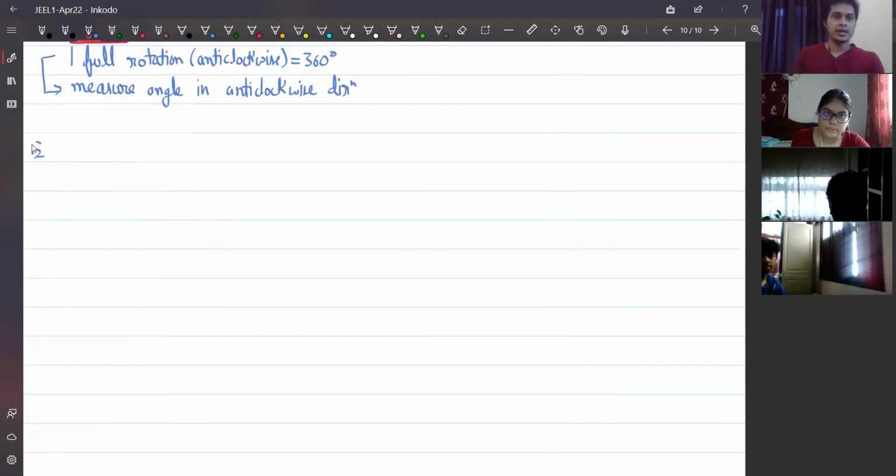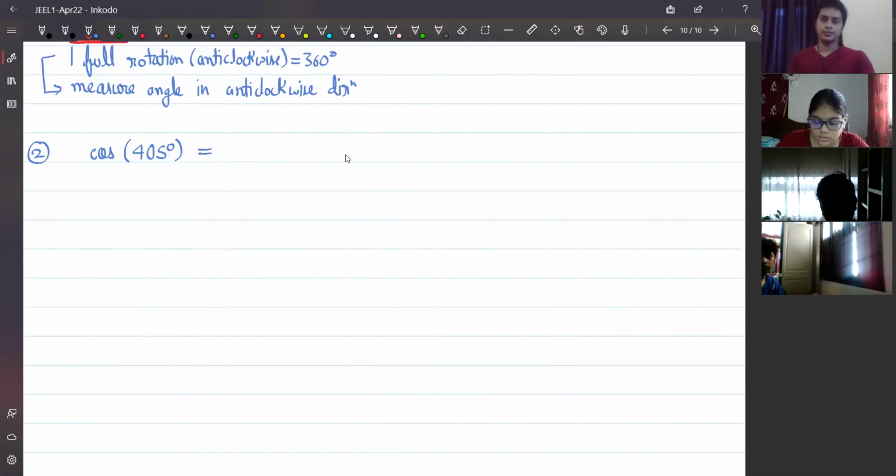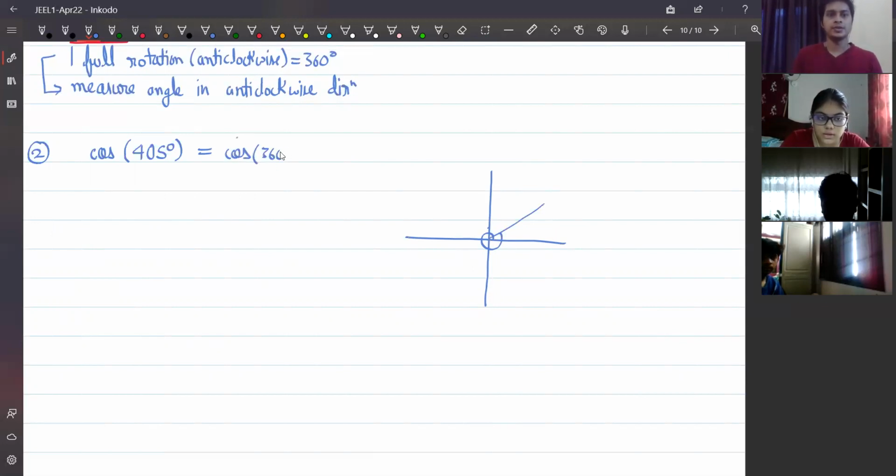After this, suppose we have cos of 405 degree. Vaishnavi, what will be the value of cos of 405? 1 by root 2. Good, because this is cos of 360 plus 45 degree.